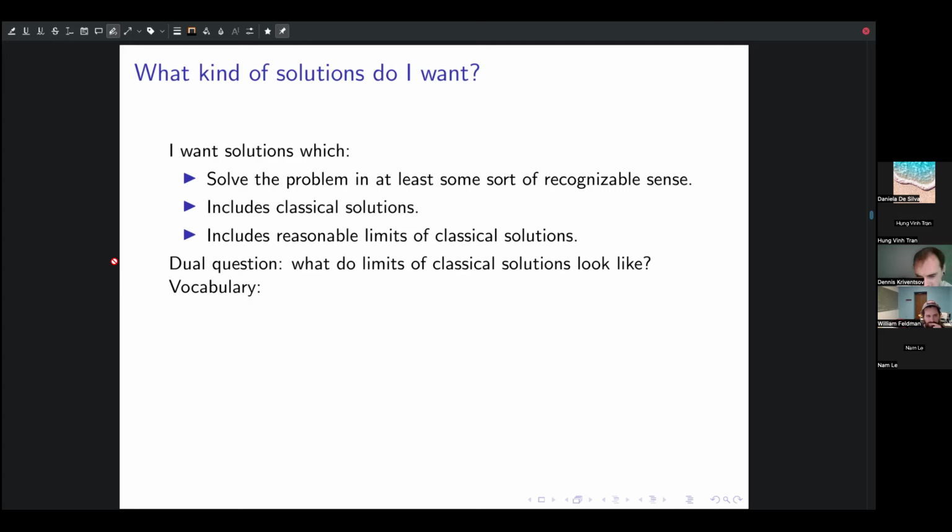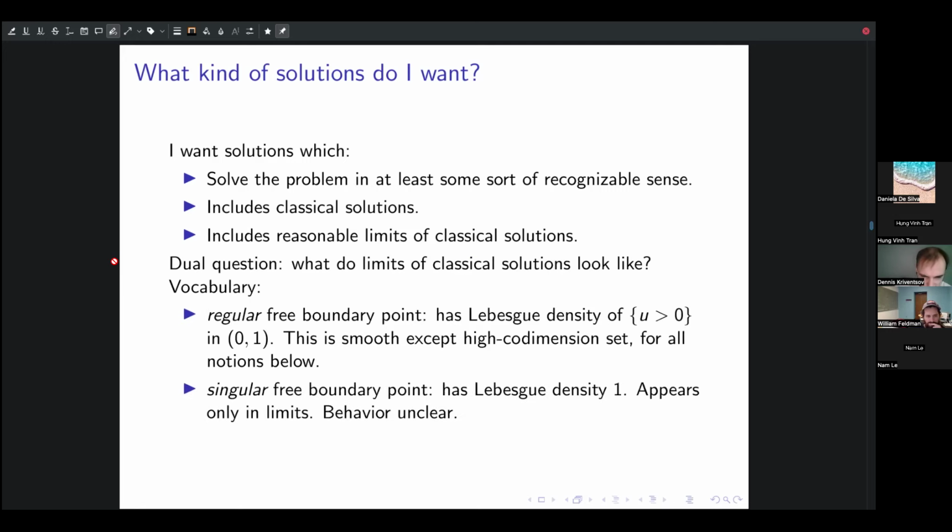So to describe what I actually care about, let me introduce one piece of vocabulary. I will call a regular free boundary point one where the Lebesgue density of the positivity set is strictly between 0 and 1. It cannot be 0; you can prove it cannot be 0. So these are the points where you have a decent amount of the zero set nearby.